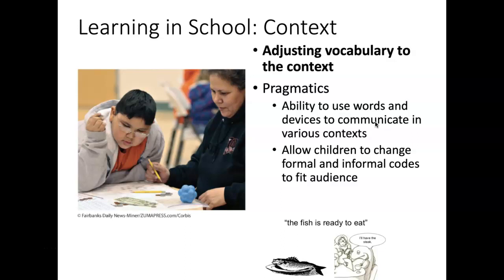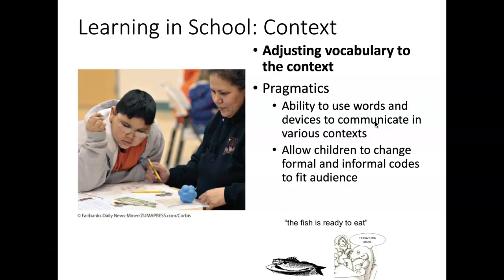Pragmatics is the ability to use words and devices to communicate in various contexts. We use our tone, we use specific word order, we use all the different forms of communication to convey context. It allows children to change from formal to informal codes to fit the audience. For example, I don't talk in classes the same way I do with my husband or my children or my best friend, and the same is true for you.